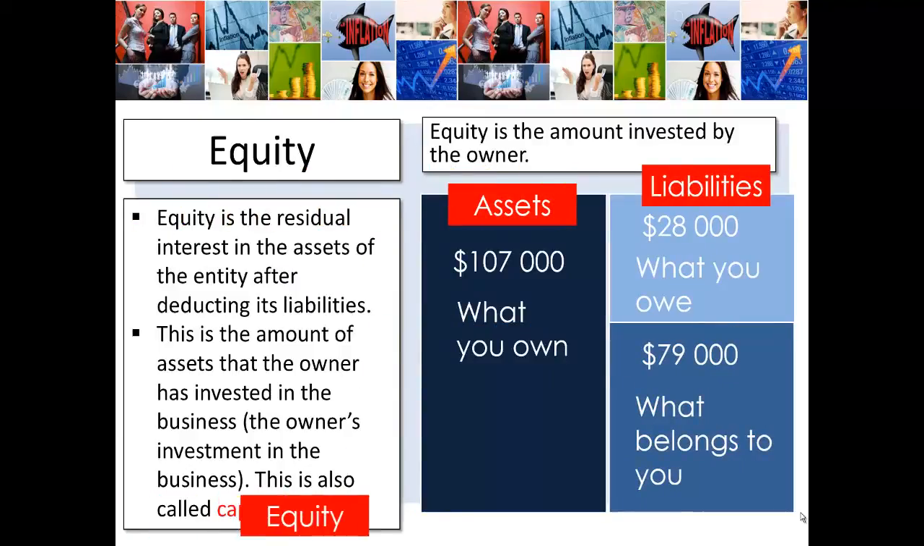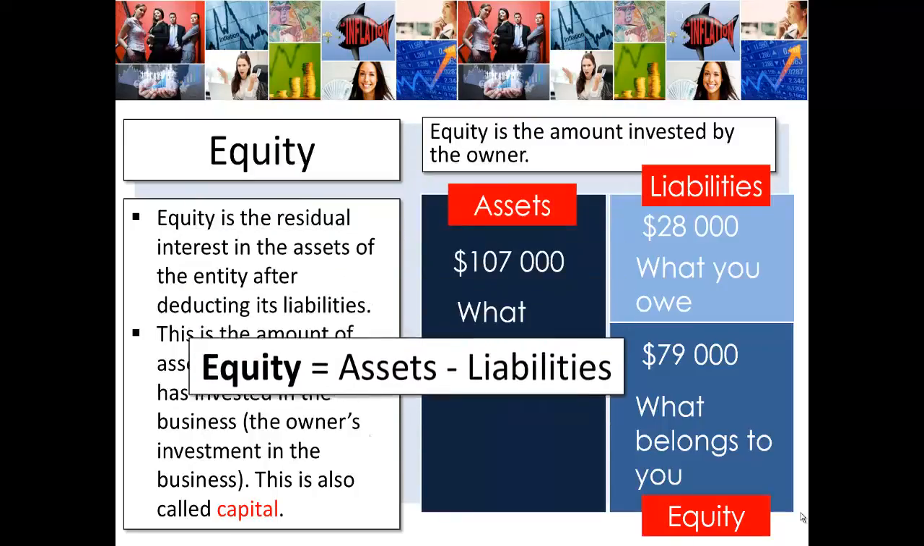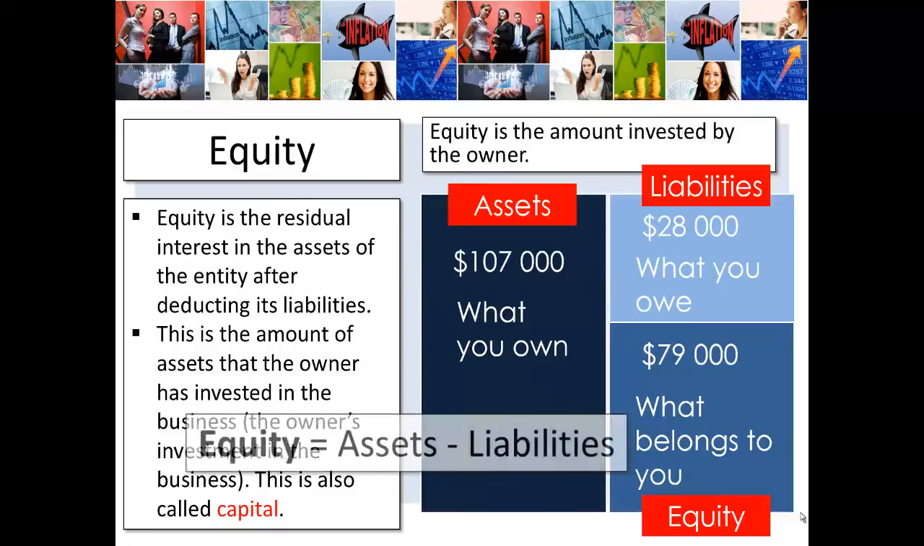So hopefully you remember previously, assets less liabilities equals equity. Assets less liabilities equals equity. And that is such a key concept here, such a key concept. Equity equals assets minus liabilities. The value of the company, what the company's worth, is equal to the sum of its assets less the sum of its total liabilities.